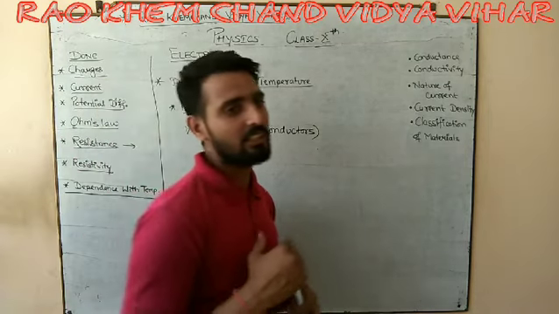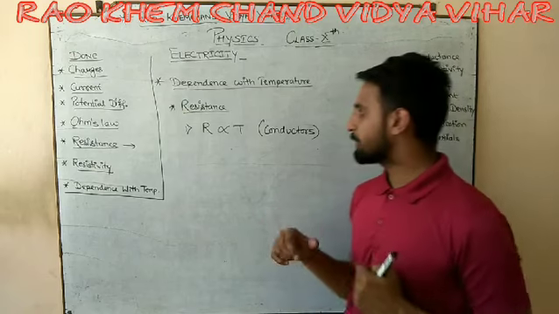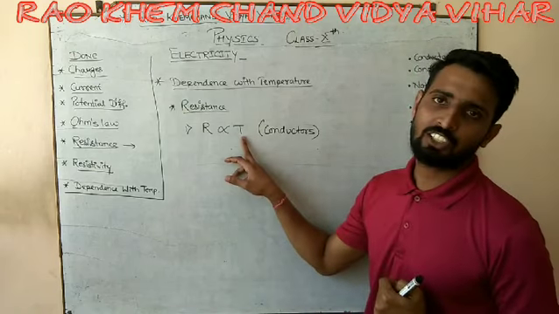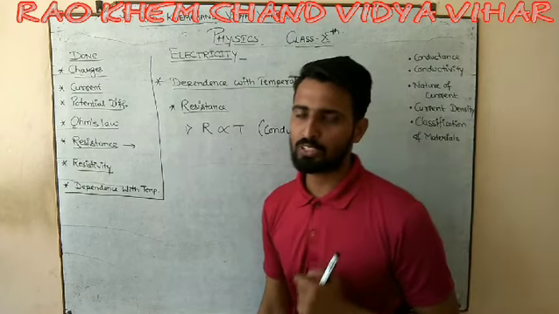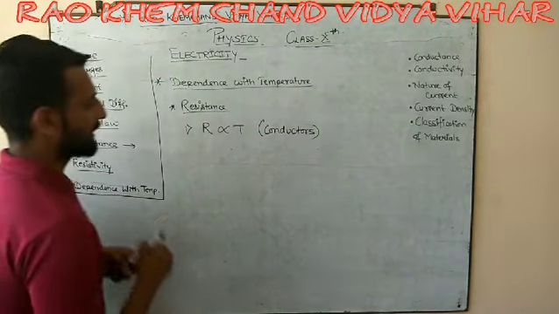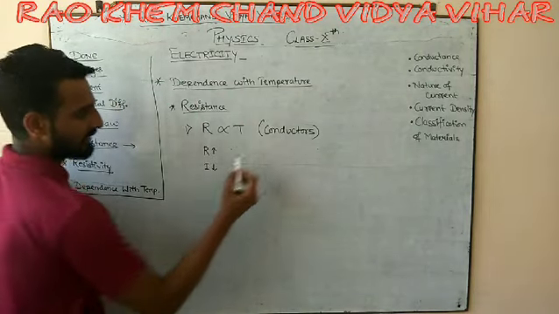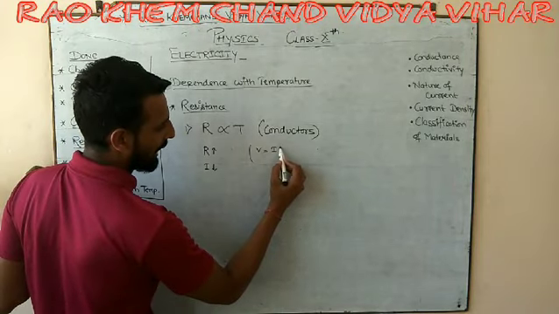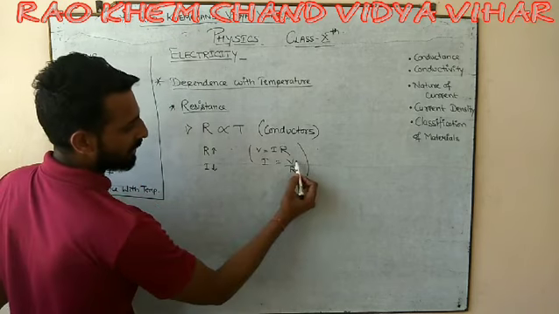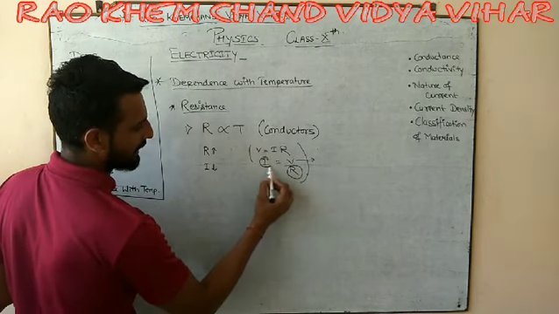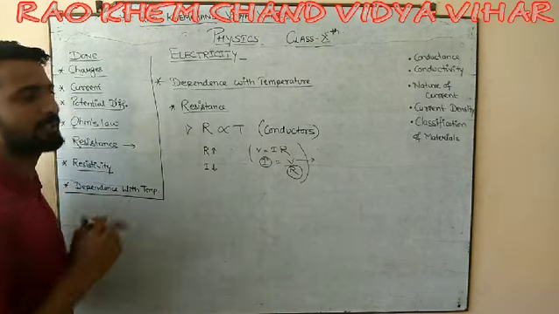So in today's lecture, let us try to understand what it means. It means that if the temperature increases, the resistance will also increase because both are directly proportional. If the resistance increases, the current through the circuit will decrease because we know that V is equal to I into R, so I is equal to V by R. For a given voltage, the resistance and current are inversely proportional. So the more the resistance, the less the current.